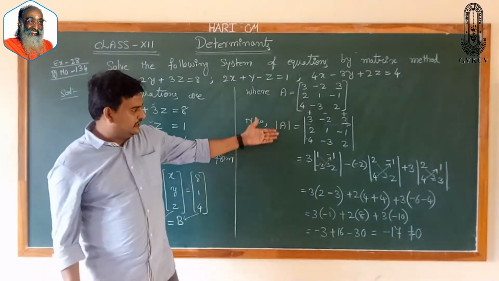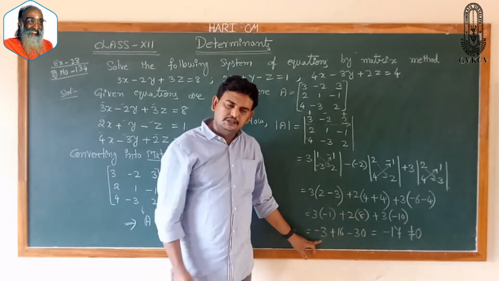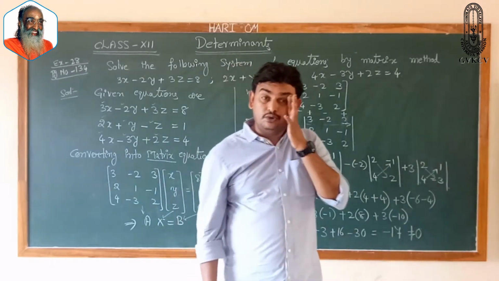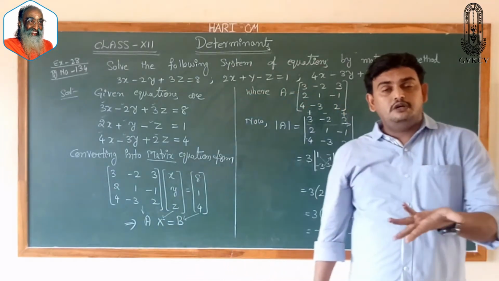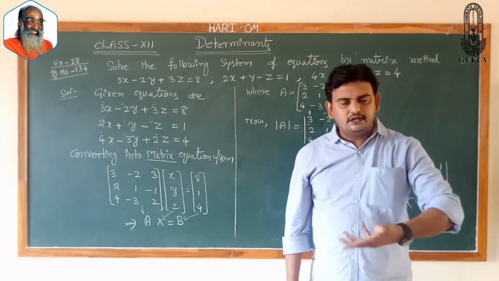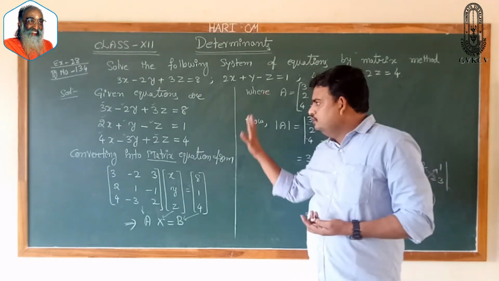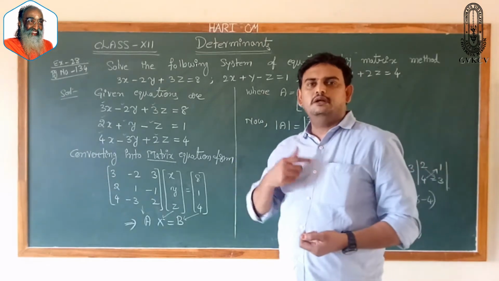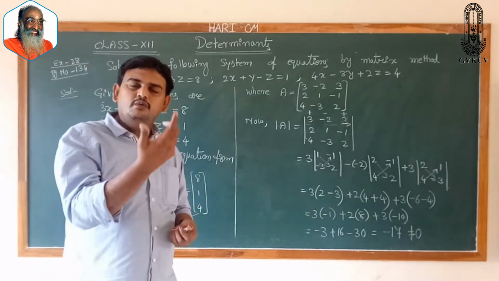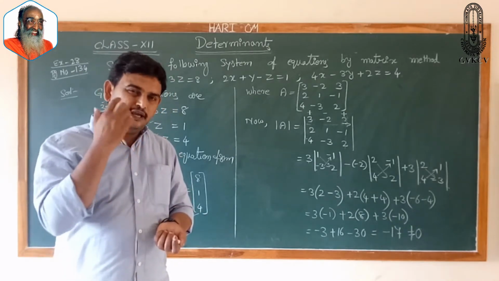So once we are calculating the determinant, minus 30 and minus 3 makes minus 33. Minus 33 plus 16 gives us minus 17, which is not equal to 0. When the determinant is not equal to 0, we can say that it is a non-singular matrix. When it is a non-singular matrix, A inverse exists. So we have to know whether the determinant is 0 or not. When the determinant is not equal to 0, then only we are able to continue. Now when determinant is not equal to 0, what exists?